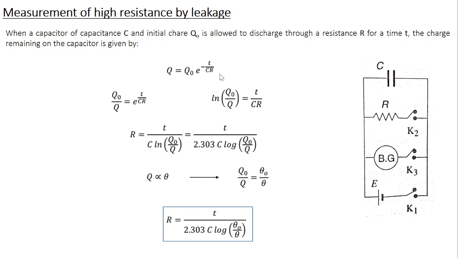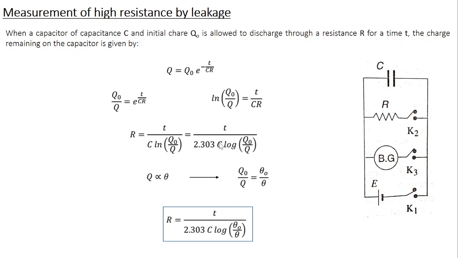We had derived this. Now make some rearrangement from this equation. Q0 by Q equal to e to the power T by CR. Take logarithm on either side. ln Q0 by Q equal to T by CR, or R equal to T by C into ln Q0 by Q. This is written in terms of natural logarithm, or in terms of base 10 logarithm, you can write T divided by 2.303 C log Q0 by Q.